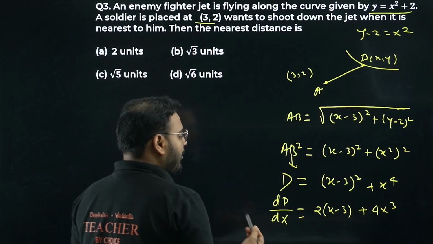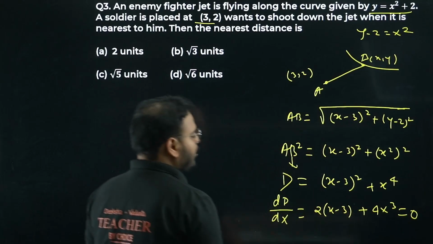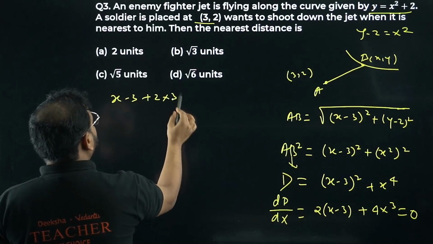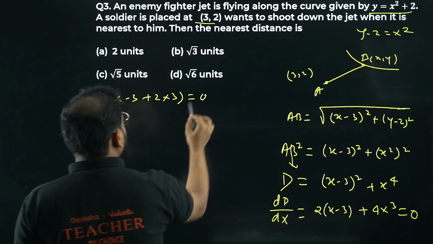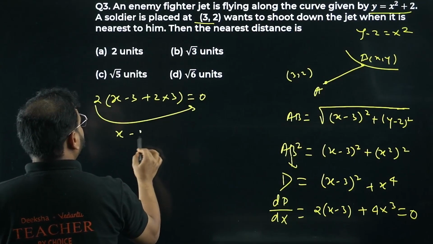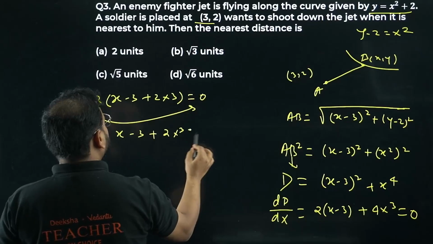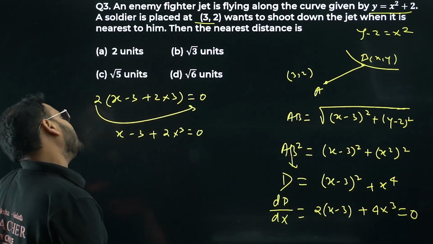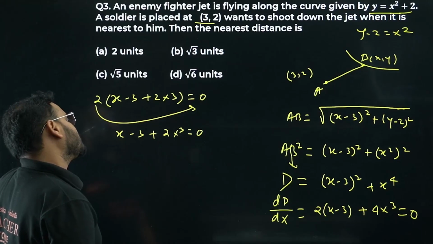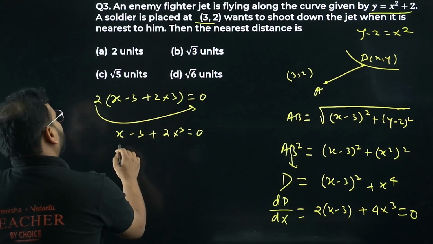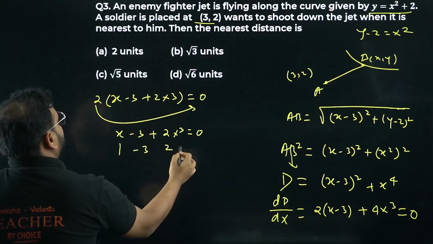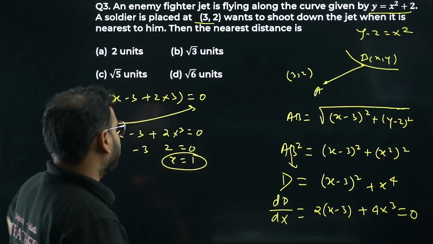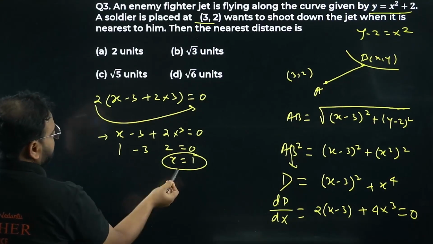I'm looking for a critical point, so put it equal to 0. I can take 2 common, and I'll have 2 times (x minus 3 plus 2x cube) equal to 0. So I get x minus 3 plus 2x cube equal to 0. I can apply hit and trial, right? I can factorize it, but I think hit and trial will be easier. If I take x equals 1, it will be 1 plus 2 minus 3. The answer is 0. It means x equals 1 is a factor; it's one of the zeros of the given polynomial.